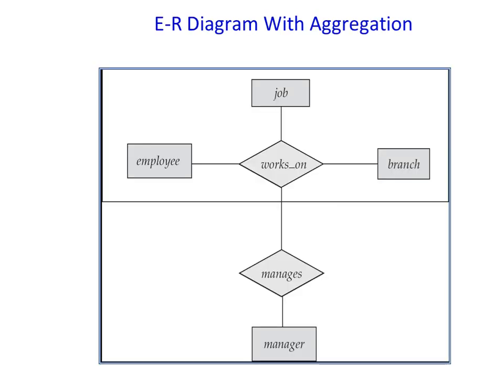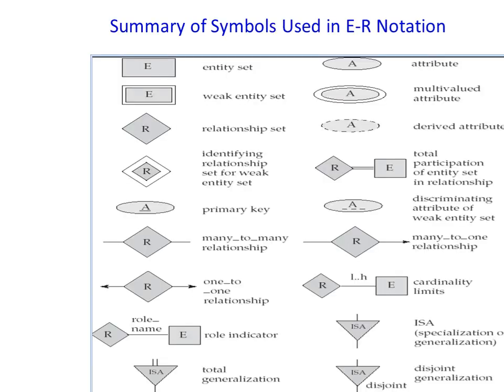So this is the aggregation diagram. Here works on connects job, employee, and branch, and manages connects with works on. Through works on we can connect that to employee and branch, and manager is connected with it.